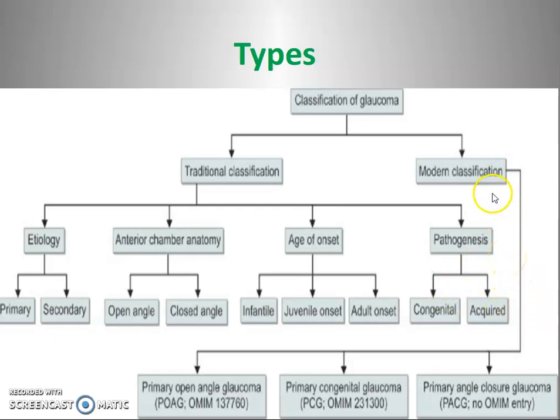Again, by the modern classification system, there are three types of glaucoma. First, that is primary open angle glaucoma, primary congenital glaucoma, and primary angle closure glaucoma.